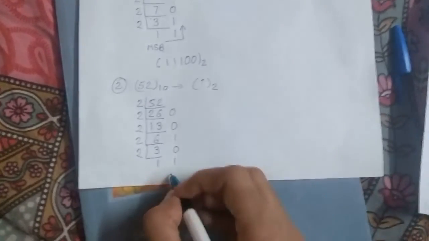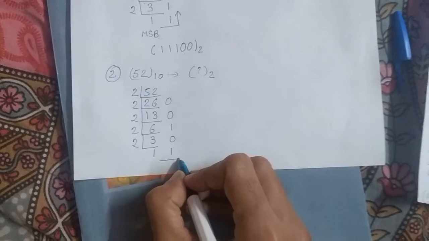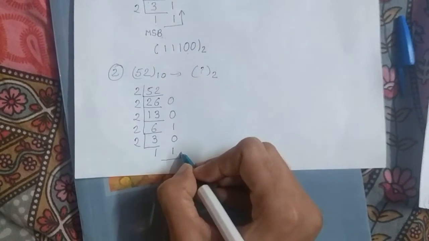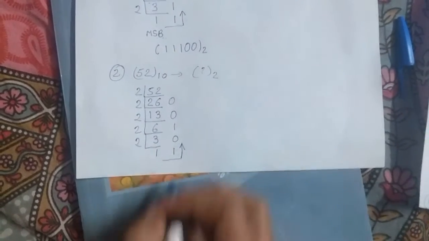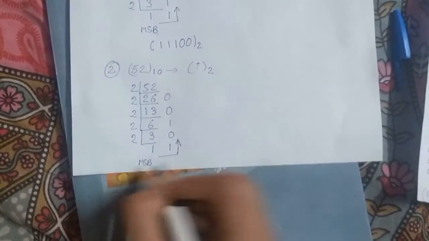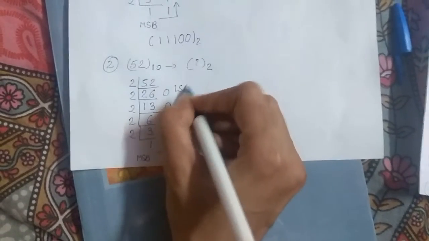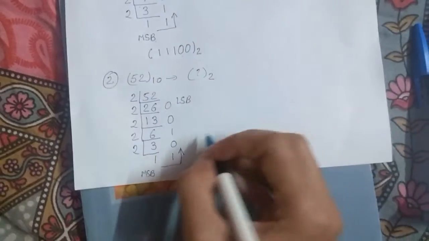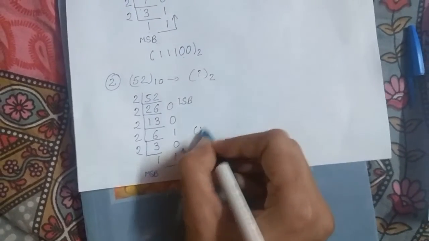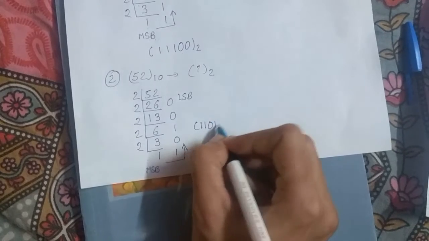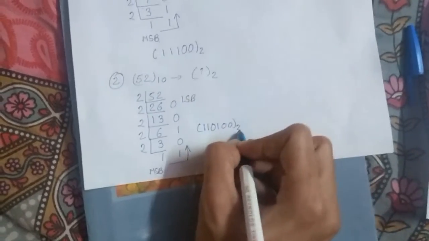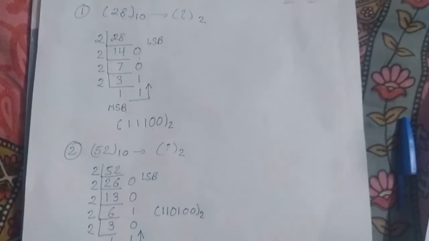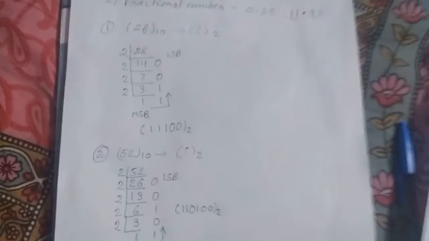So this is your binary form. How do we write it? We write from the bottom, the least value, or you can say this one is your MSB and this top value is your LSB. So binary of 52 is 110100. This is your binary value of 52. So both are examples of binary representation in the case of integer values.